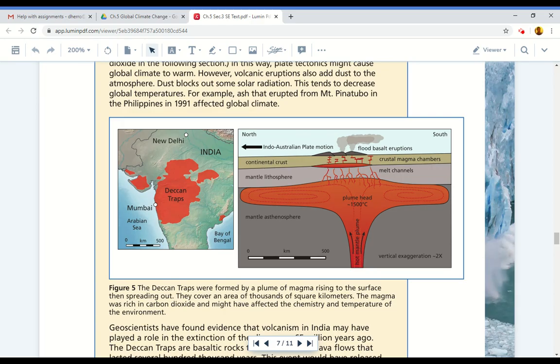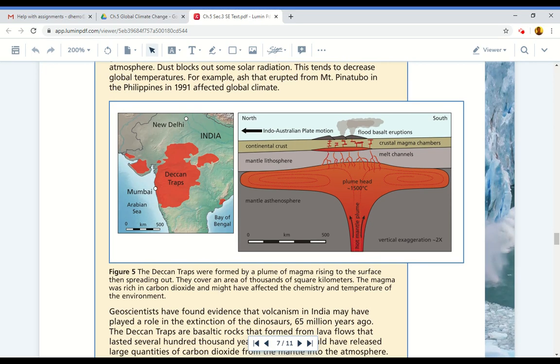However, volcanic eruptions also add dust to the atmosphere. Dust blocks out some solar radiation. This tends to decrease global temperatures. For example, ash that erupted from Mount Pinatubo in the Philippines in 1991 affected global climate.